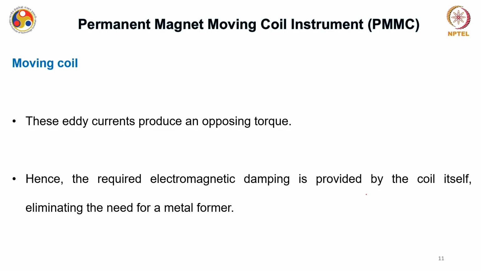Now, if you forcefully provide a metal former, there will be extra eddy current formed in the metal former as well as in the wire itself. Because of that, there will be over damping, and you do not want over damping. Of course, you also do not want under damping, but if you use a metal former in case of an ammeter, you are basically causing over damping, and it will result in power loss and other things. So usually this is avoided. So this is the moving system or moving coil of a PMMC tool.